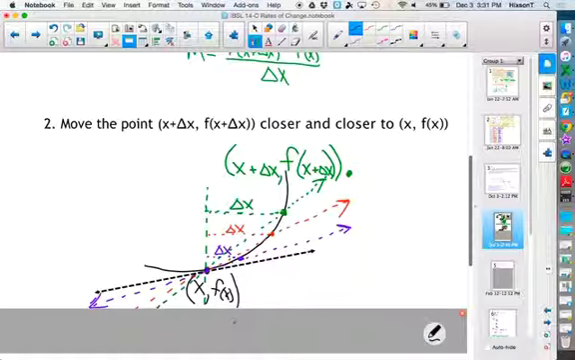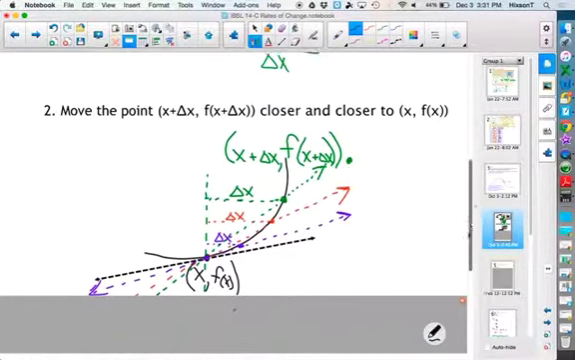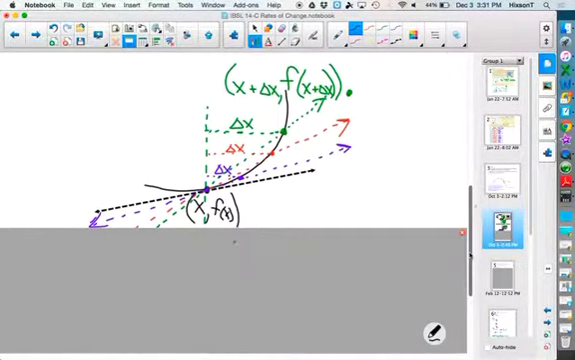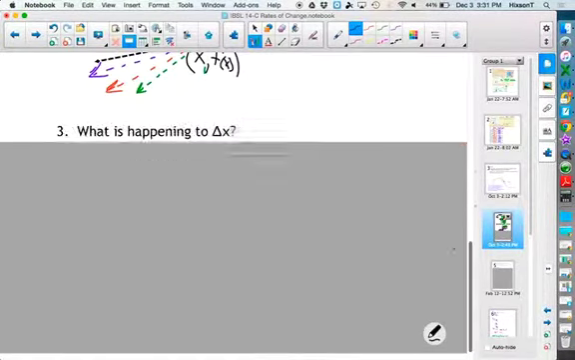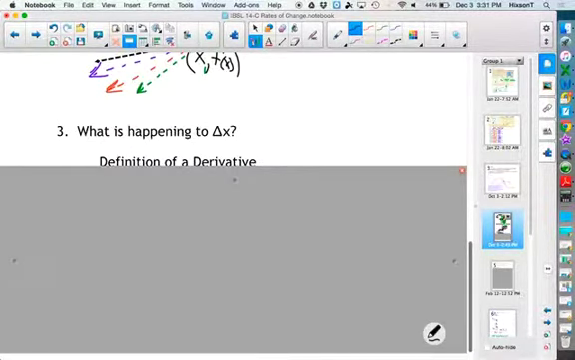What happens to delta x? It's getting smaller. In fact, it is approaching what? What is delta x approaching? 0. It's approaching 0. It's getting smaller and smaller and smaller. And that right there, guys, is how we get the definition of the derivative. We look at it as delta x is approaching 0.